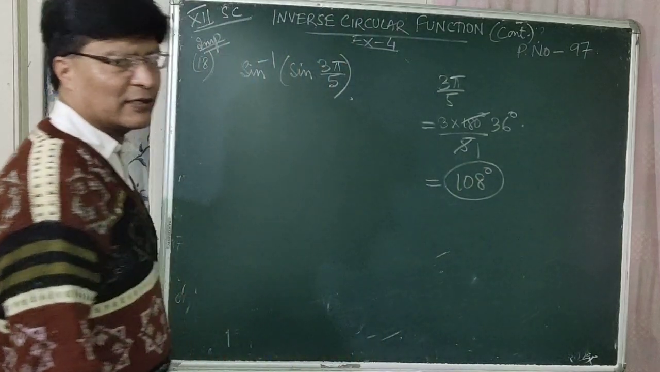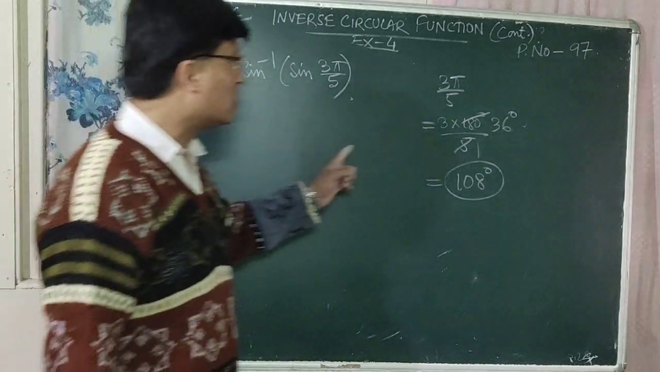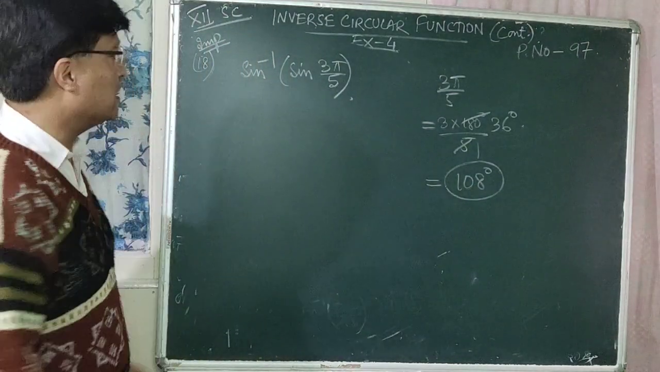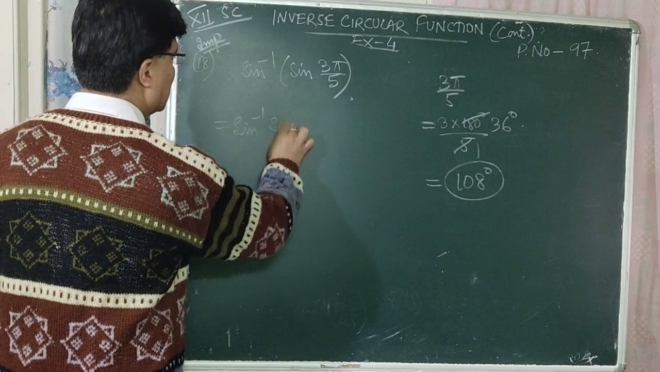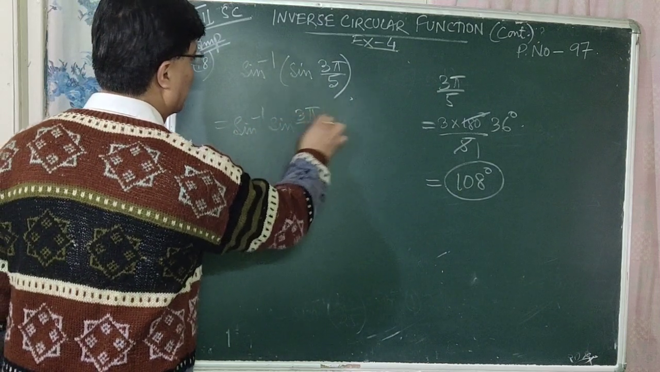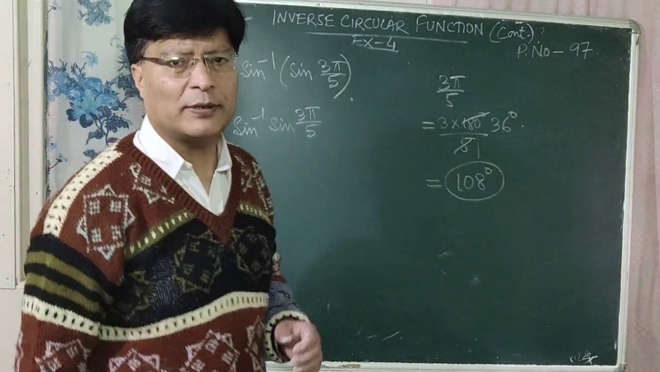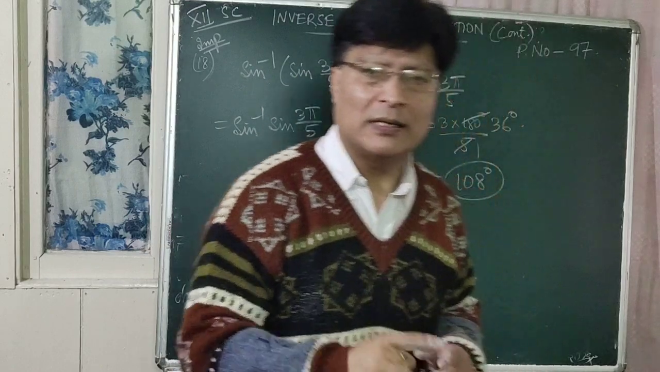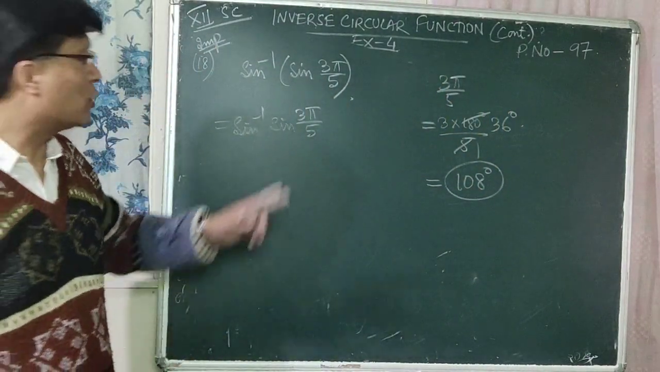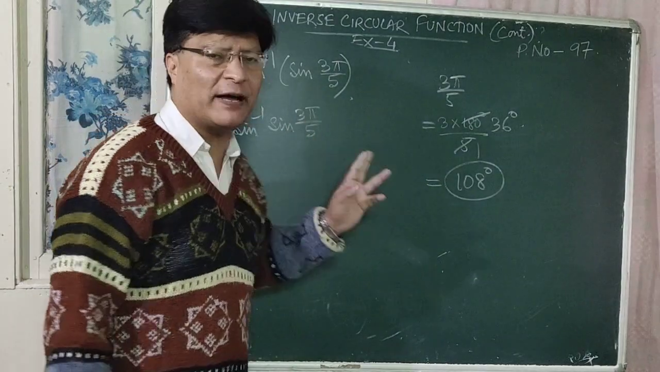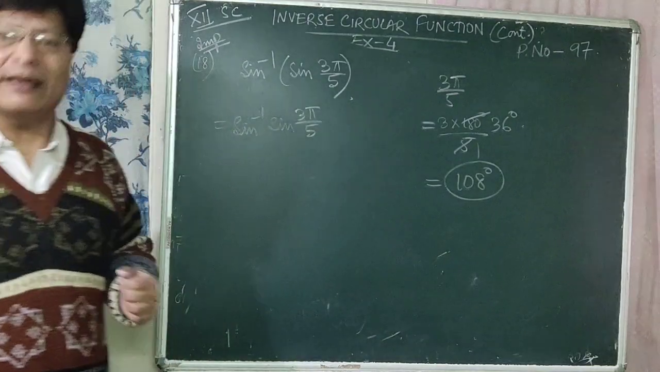But is it a standard angle? Can you get its value? No. So don't convert it into degrees. Keep it as it is. So it is equal to sine inverse sine 3 pi by 5. But you have to convert it into the least possible angle. So how can you convert this 3 pi by 5 into the least positive or least negative angle?